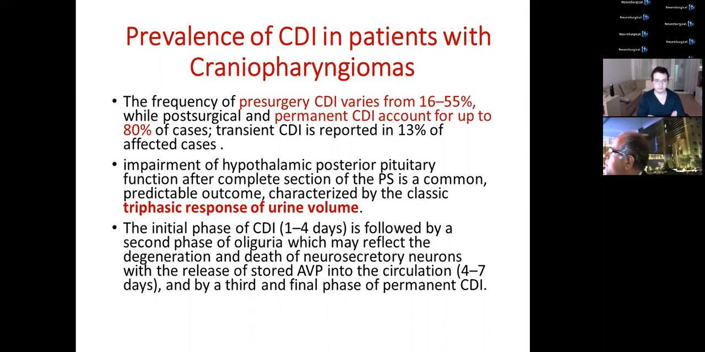Around 16 to 55% of patients experience central diabetes insipidus before surgery. And permanent diabetes insipidus after surgery, usually up to 80% of the cases. Transient diabetes insipidus is around 13% of the cases. The classical response after surgery in patients subjected to a craniotomy or transsphenoidal approach, usually it is a craniotomy because, as Dr.